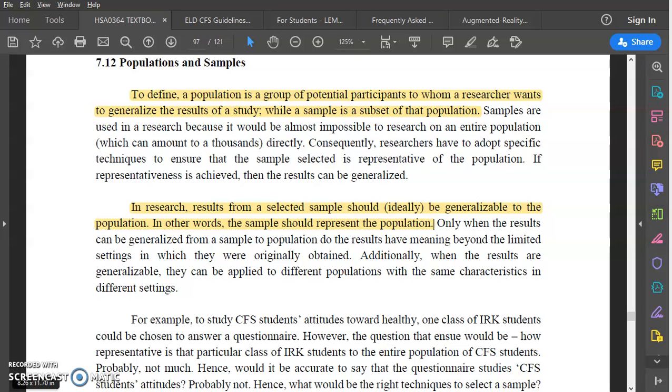The following topic will be population and sample. This is a brief introduction to population and sample, because the whole discussion on it will be in the following chapter, chapter 8. Just to briefly make you understand what these two terms are. The definition is given clearly here. A population is a group of potential participants to whom a researcher wants to generalize the result of study, while a sample is a subset of that population.